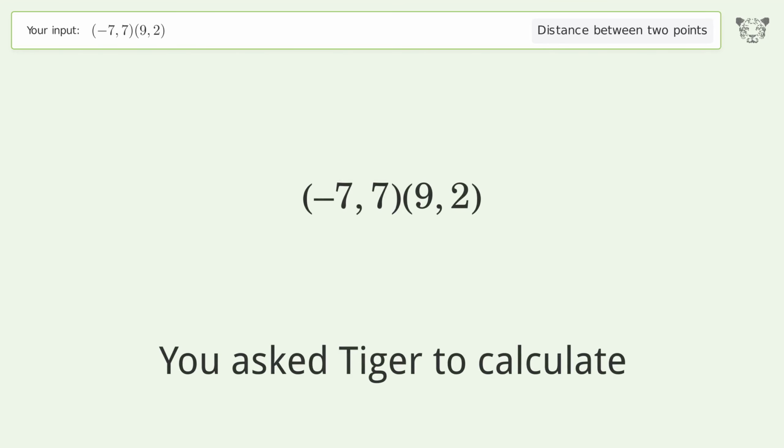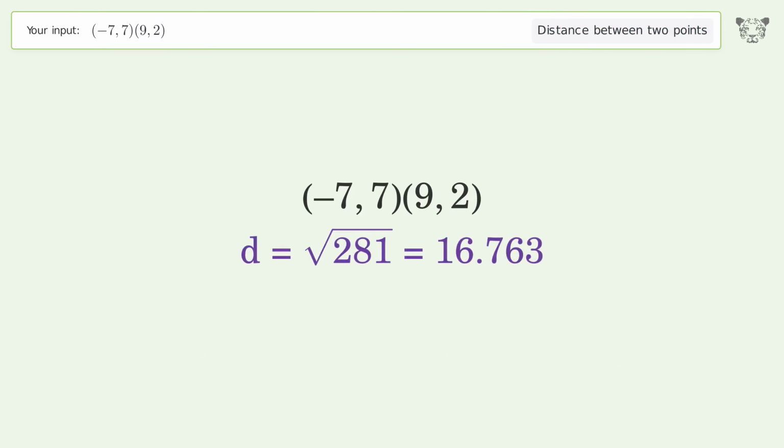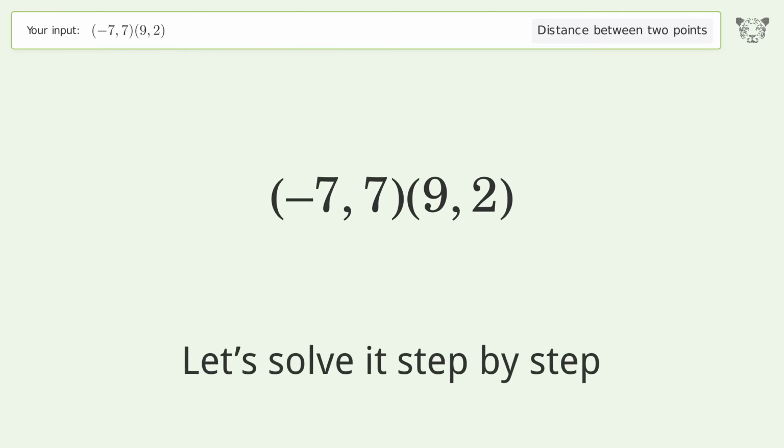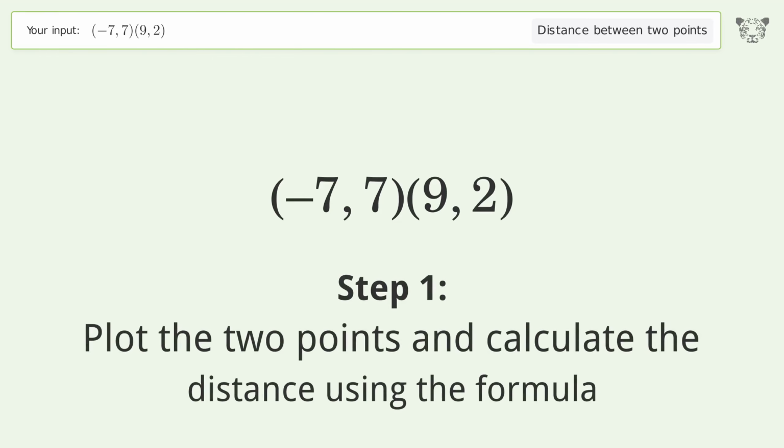You ask Tiger to calculate. This deals with the distance between 2 points. The distance between the 2 points is the square root of 281, or 16.763. Let's solve it step by step. Plot the 2 points and calculate the distance using the formula.